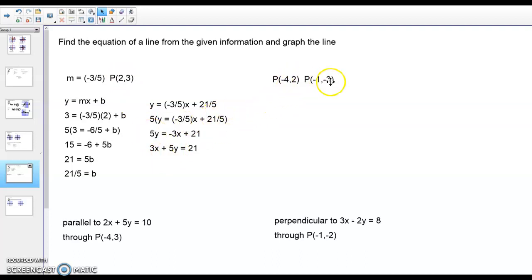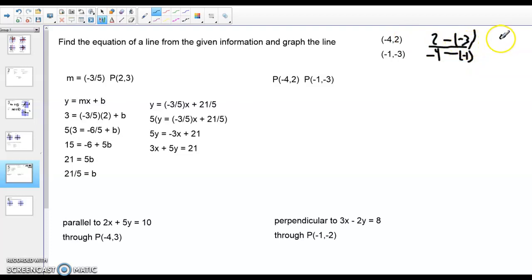Our next one, we're given 2 points. The only difference here is, and I'll put it up top, we've got to find the slope first. And then we can do the same thing we did on the previous problem. So once again, I'm going to draw my fraction bar and my 2 minus signs in the middle. 2 minus a negative 3, and then it's negative 4 minus a negative 1. And 2 minus a negative 3 is 5. Negative 4 minus a negative 1 is negative 3. So now I have a slope of negative 5/3.